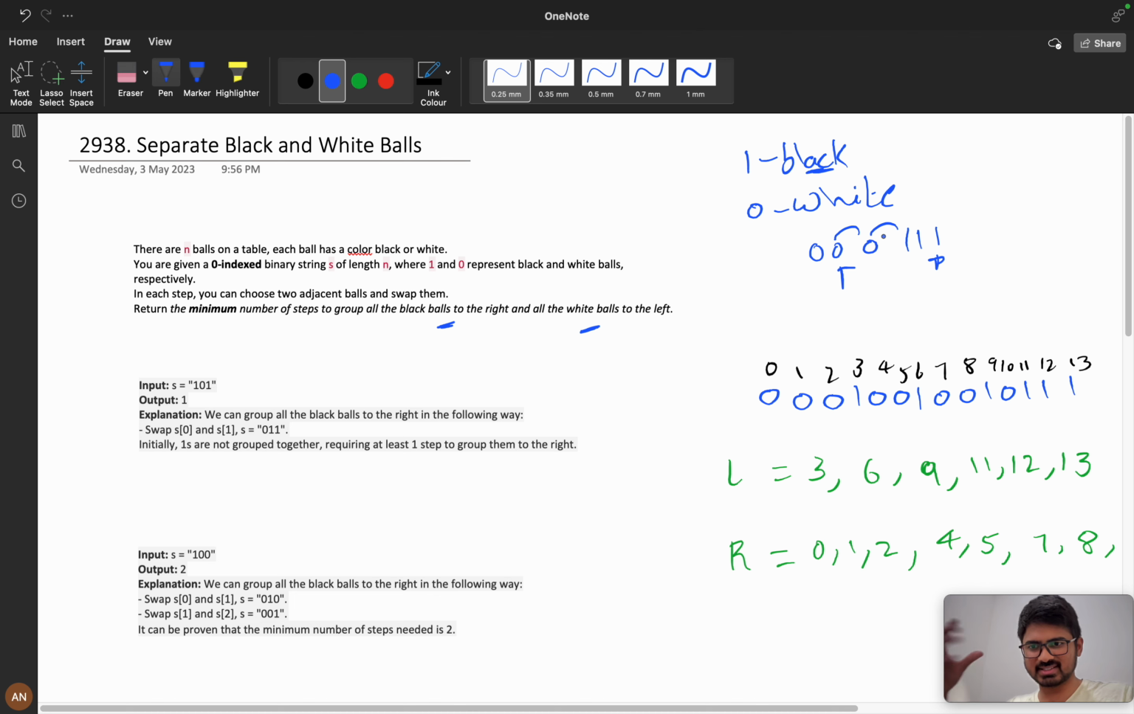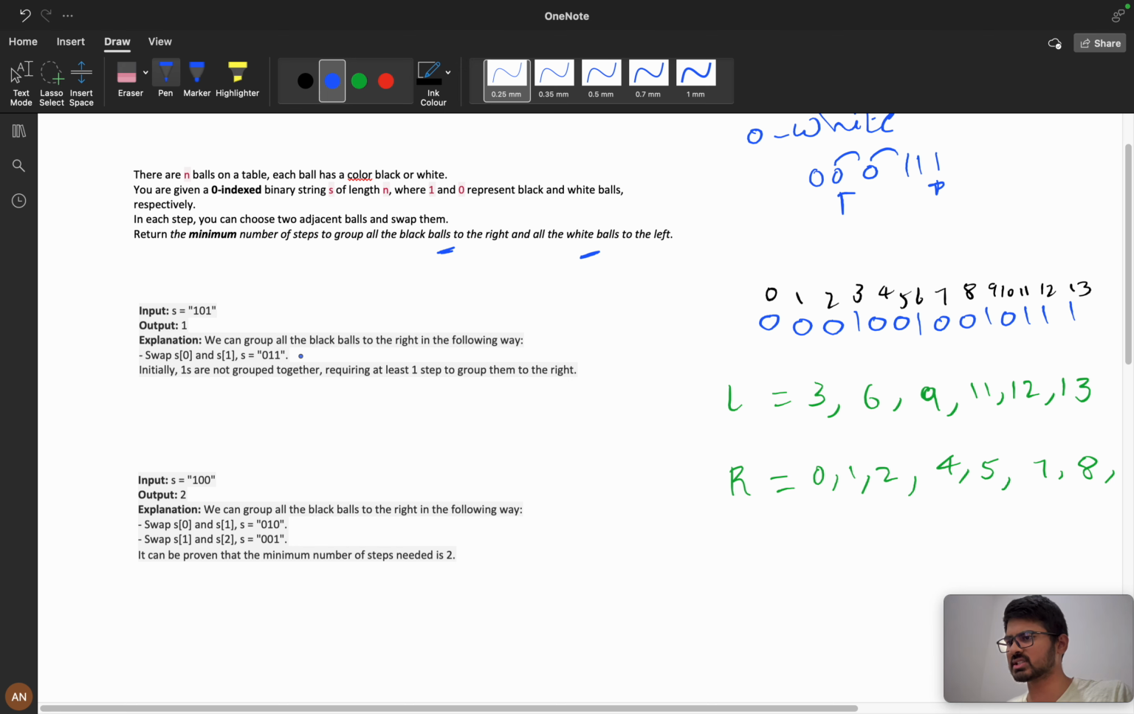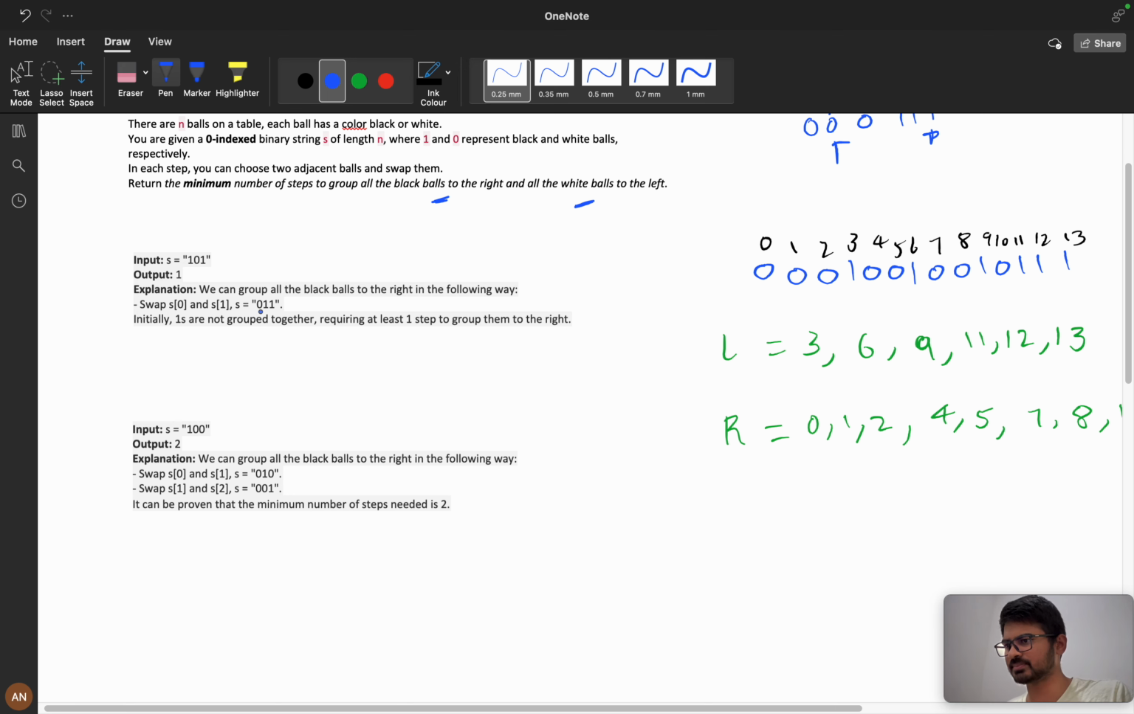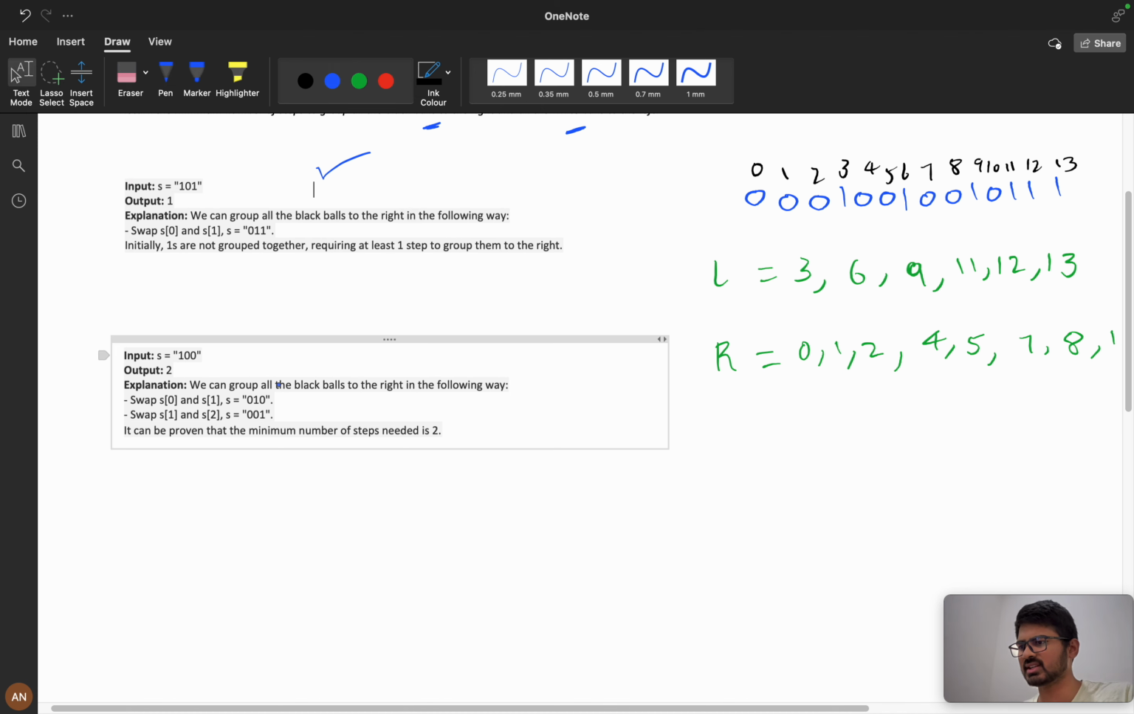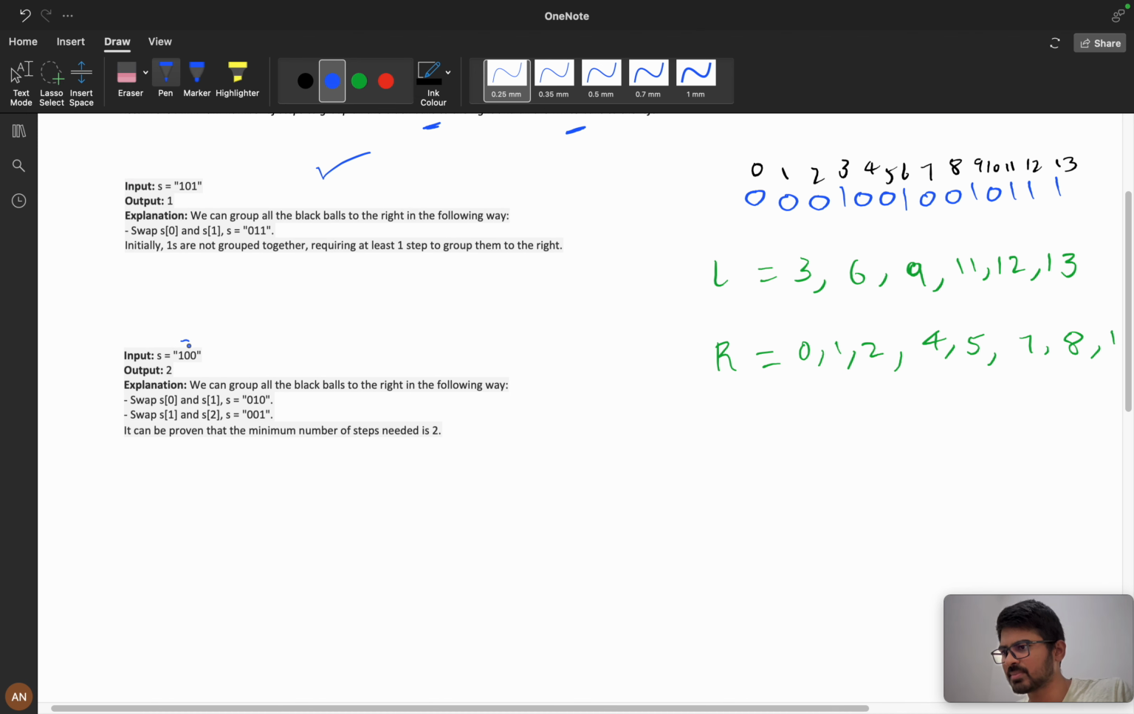So this is the extension you can think about, and you can comment down how you would solve that problem. So first we will see the input 101. We can group all of them the following way. We are swapping s of 0 and s of 1. In one operation it is done. So if you see here, this 10 is swapped, and then we have swapped to get 001. In two operations it got completed.